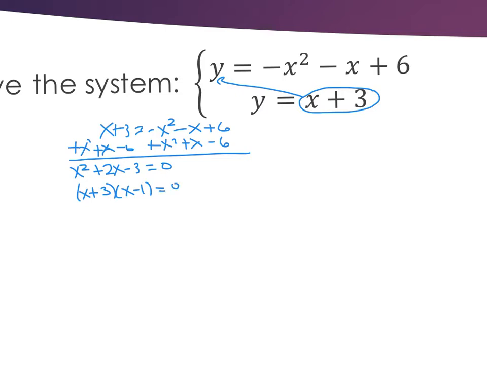And remember the zero product property we learned. You set each of the factored pieces equal to 0. And when we do so, we do get x equals negative 3 and x equals 1. Now we need to find the existing y coordinates.